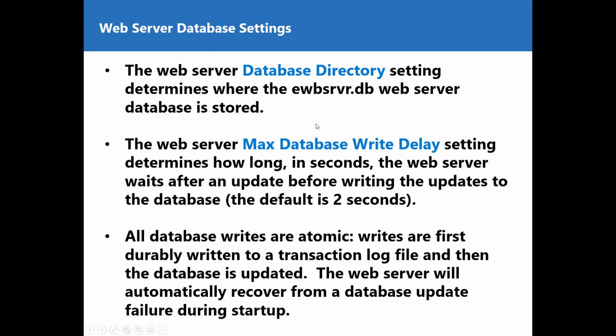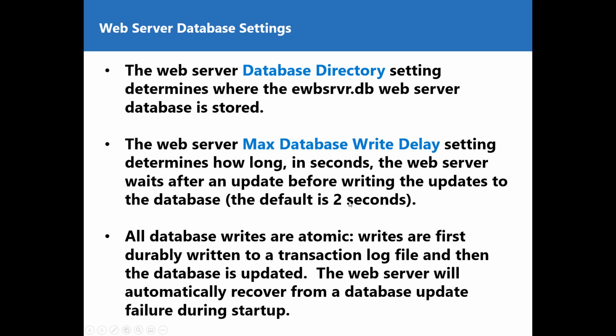So these are the web server database settings. Just to point out, the names that are highlighted in blue are the actual names of the settings in the INI file. So you can use these in the slides to cross-reference the INI file. The web server database directory determines where the ewbsrvr.db web server database is stored.